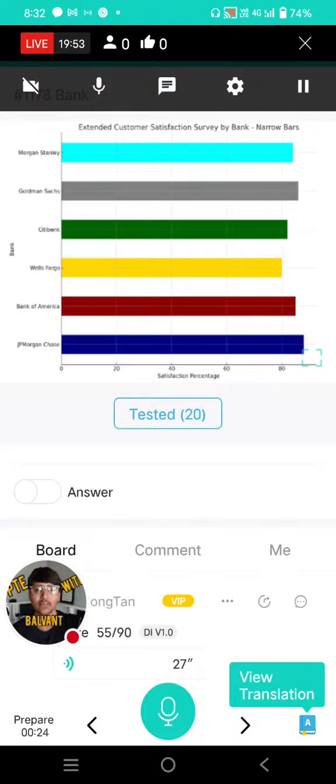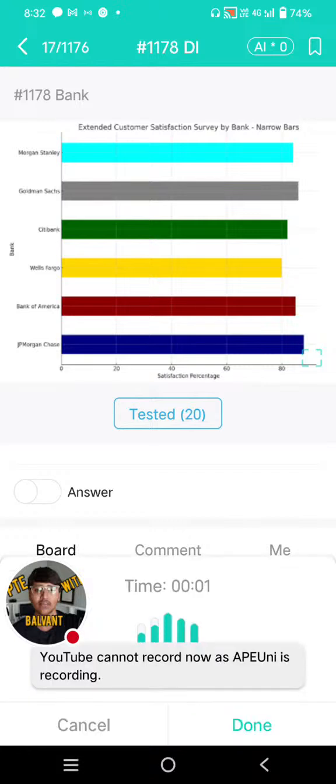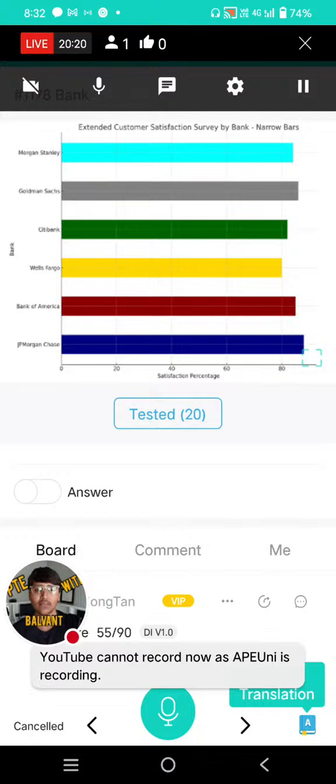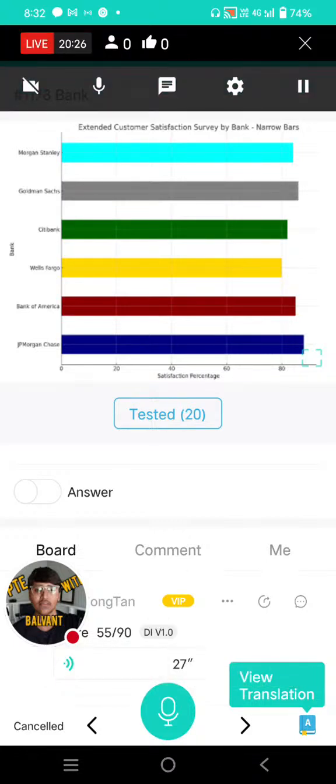So the next is extended customer satisfaction survey by the bank, narrow bars. Okay, Goldman Sachs, Citibank, and JP Morgan Chase and Morgan Stanley, different types of banks I can also observe in this image. Morgan Stanley and Goldman are also observed in this image. Bank of America and JP Morgan Chase are also observed in this image.